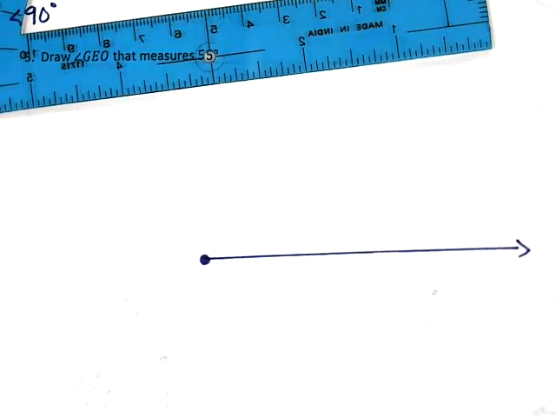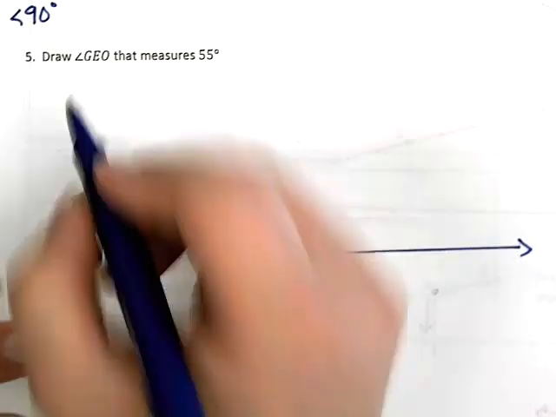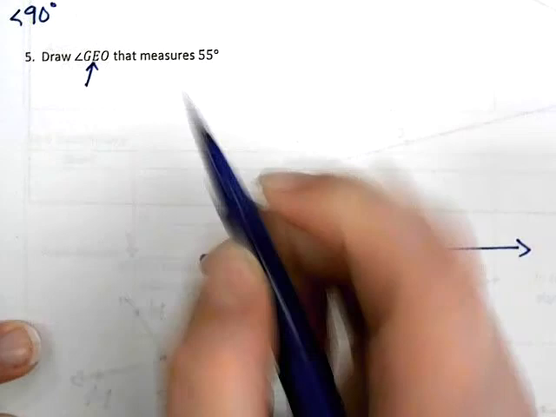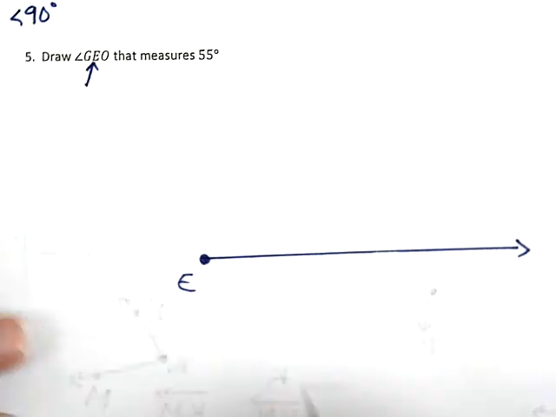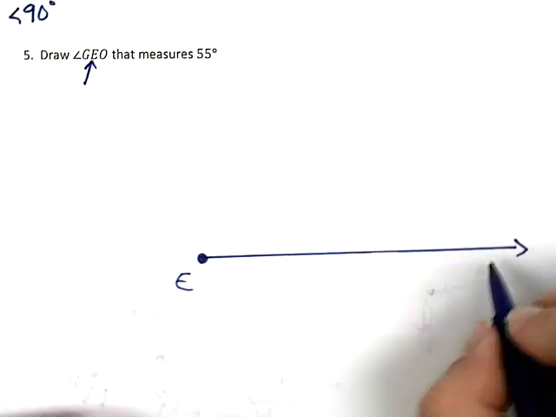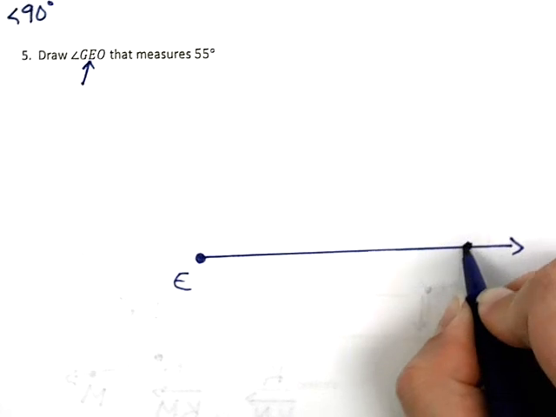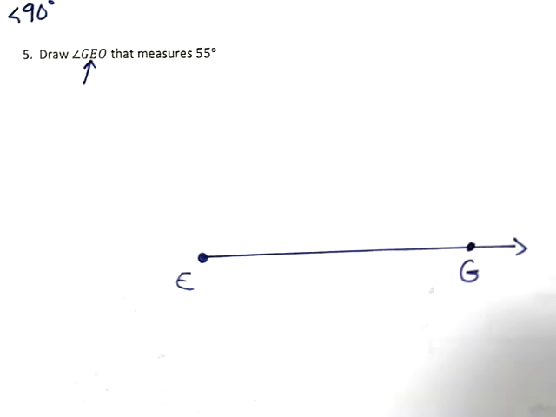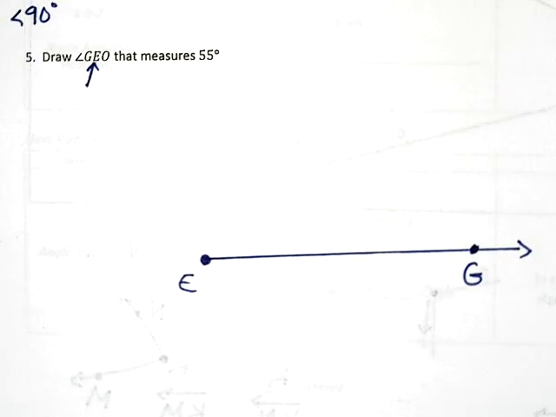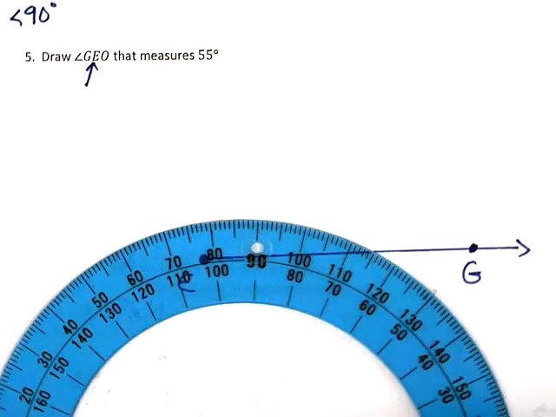All right, remember, one side is going to be a ray. In this one, you should be able to look at that and identify that E is going to be your vertex. So I'm going to put an E right there, and I'm going to call this first side G. You don't have to. You could call this one O. It doesn't really matter. Okay, but now that I have one side, I can line up my protractor.